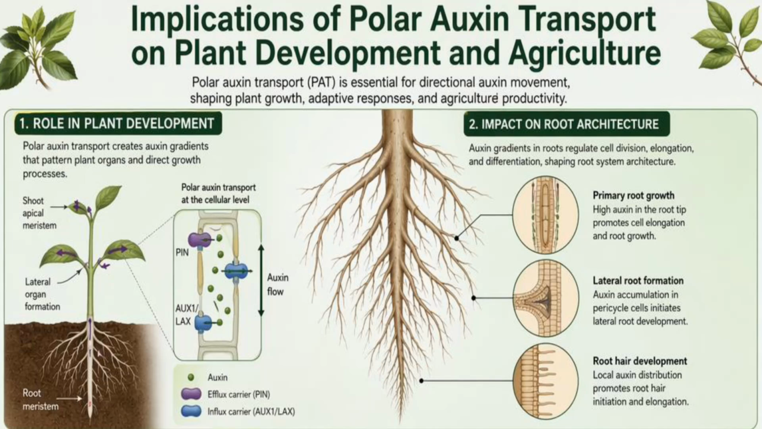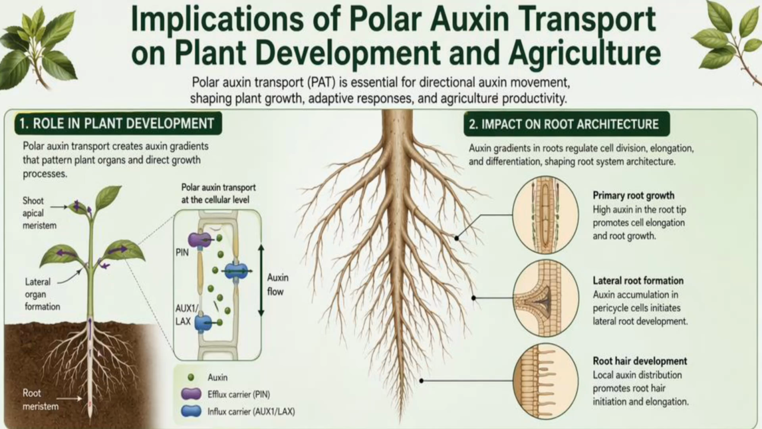This integration of shoot-derived and root-derived auxin signals is what coordinates the entire plant's architecture. When the shoot sends more auxin downward, the root responds by branching more. When the root is stressed, local auxin redistribution adjusts growth. It is a two-way conversation mediated by a single molecular currency, IAA.